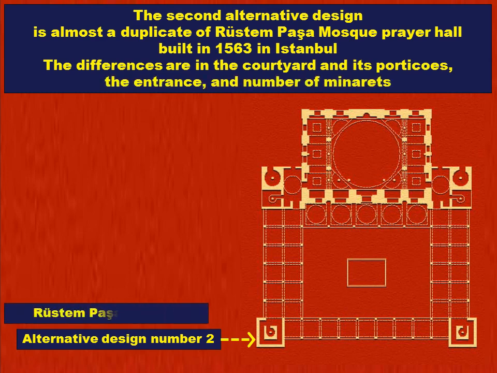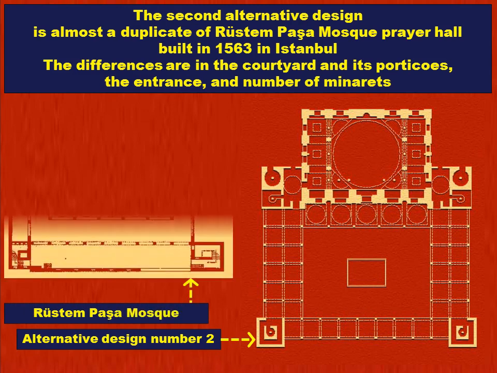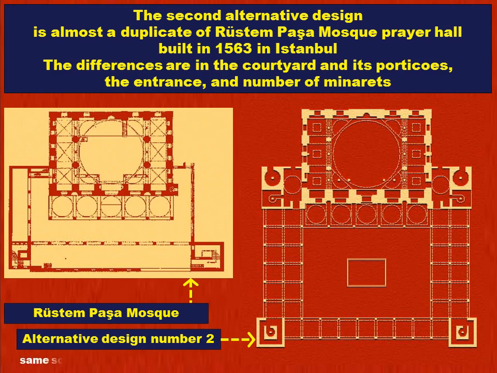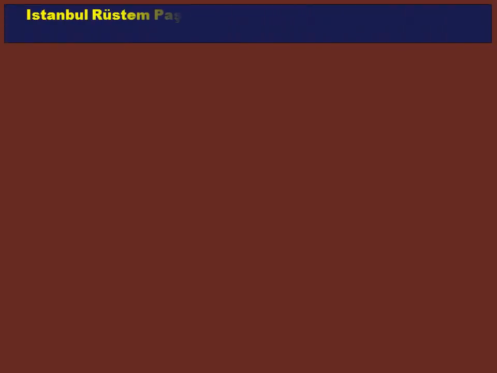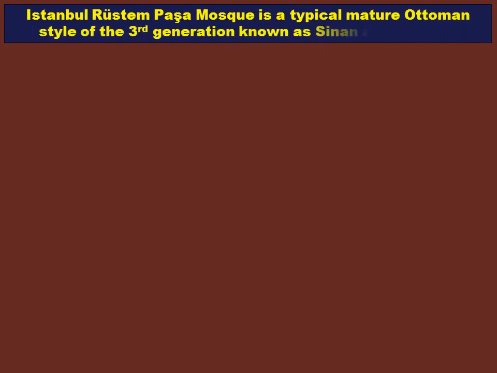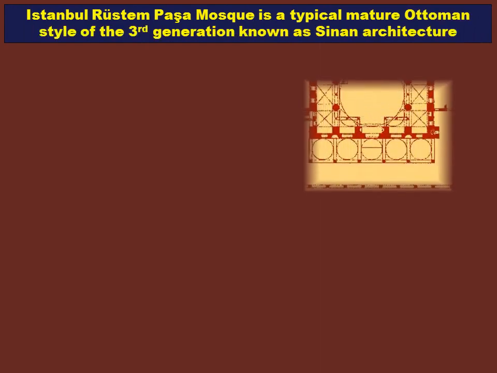Rustam Paşa Mosque. Istanbul Rustam Paşa Mosque is a typical mature Ottoman style of the third generation known as Sinan architecture.